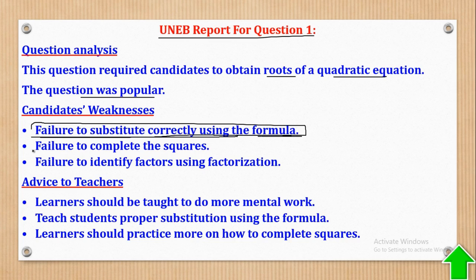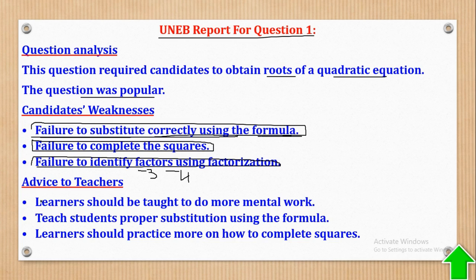Another method is by completing squares. So those who use this method, some of them fail to complete squares correctly. Now the method we have seen in this video is the one for factorization. So some students fail to identify the factors using the factorization method. So for identifying the factors of negative 3 and negative 4, some students could not identify them. So always you have to be keen on any of the methods you are well versed with.